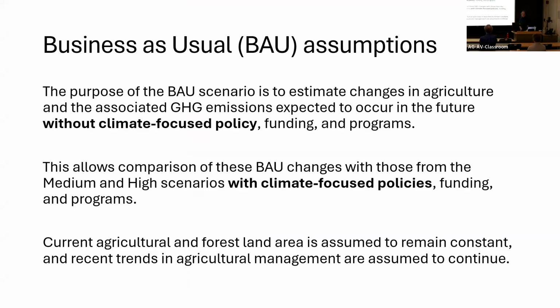So the purpose of the BAU was to estimate changes in agriculture and associated greenhouse gas emissions expected to occur in the future without climate-focused policy, funding, and programs. This allows us then to compare with our other scenarios where we advocate for different practices. In all of these scenarios, current agricultural and forest land is assumed to remain constant, and recent trends in agricultural management are assumed to continue.